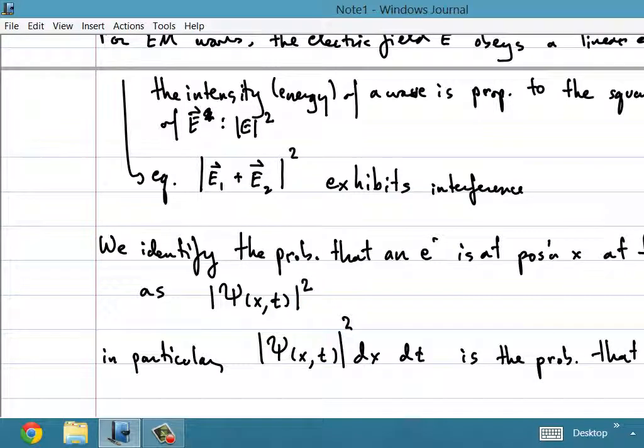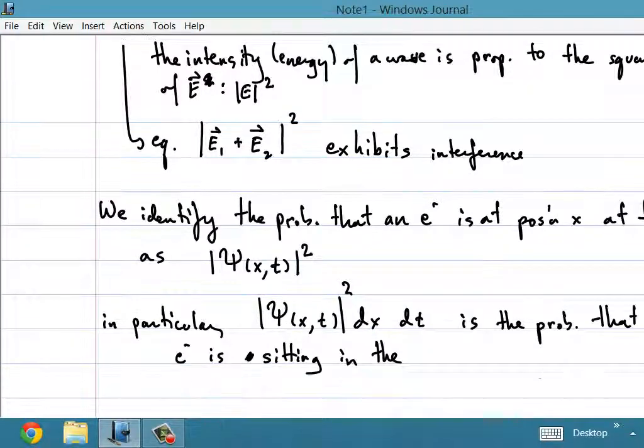that the electron is sitting in, okay, let me write it this way. The psi squared times dx is the probability that the electron is sitting in the interval between x and x plus dx at time t. We could also talk about an interval in time, but that, I think, is not necessary for what I'm going to talk about today.